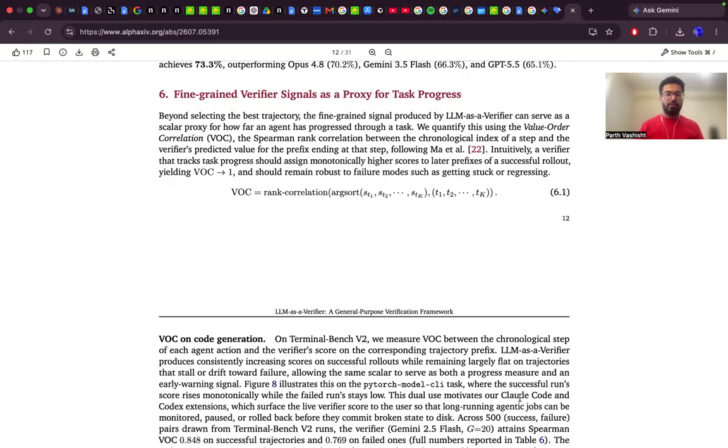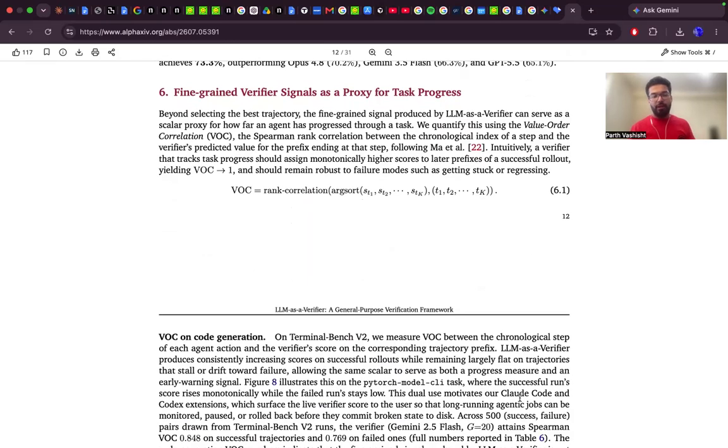Never mind. So let's talk about fine-grained verifier signals as proxy for task progress. Okay, so now this is more like reinforcement learning, where we can sort of, okay, so this is quite interesting. I want to understand what this task progress is before commenting. So let's dive right into it.